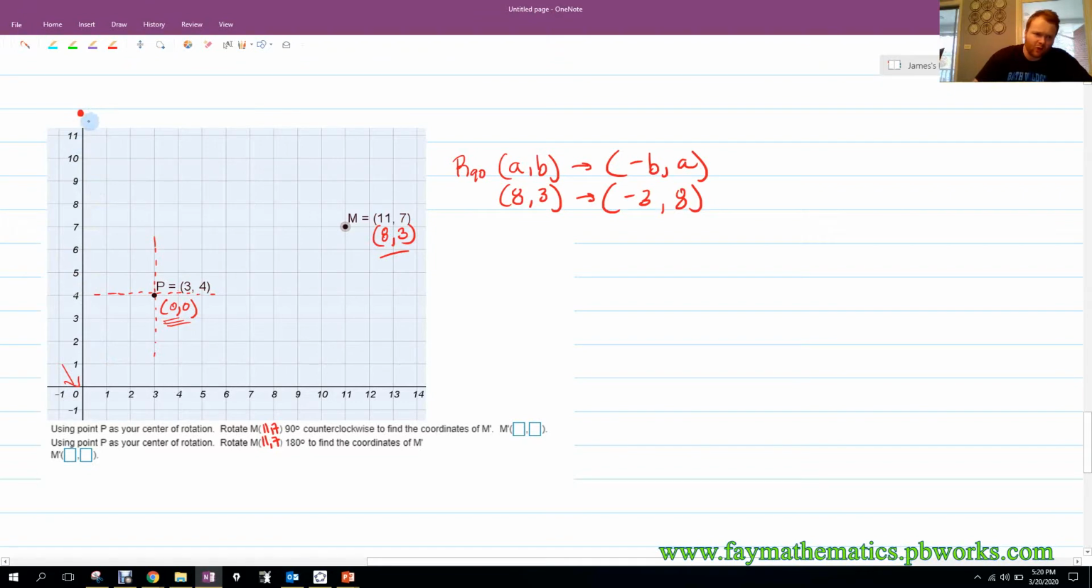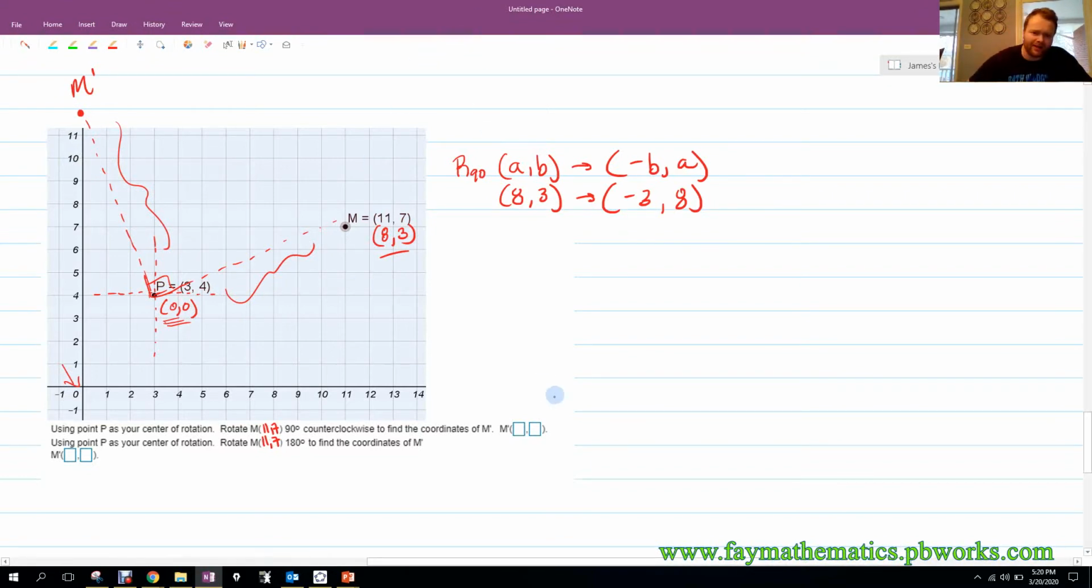Just a quick check here. You can draw the lines that go from M prime to P and P to M, and those should be a right angle there. And if you were to find the slope of that one and the slope of that one, they're going to be opposite sign reciprocals, and the distances are actually the same.